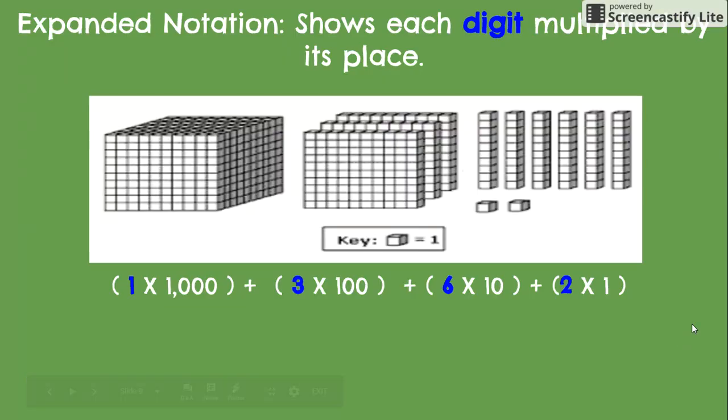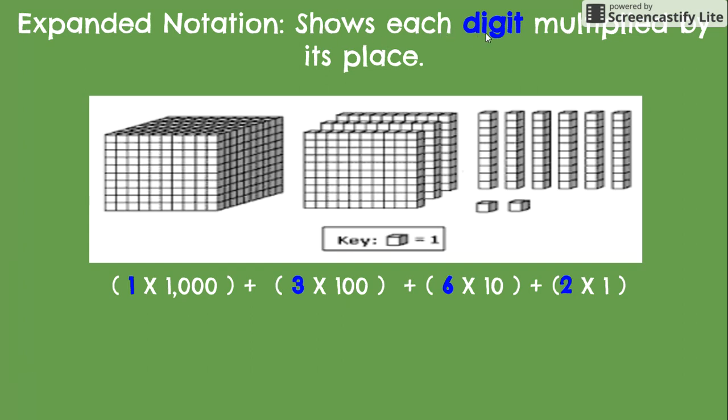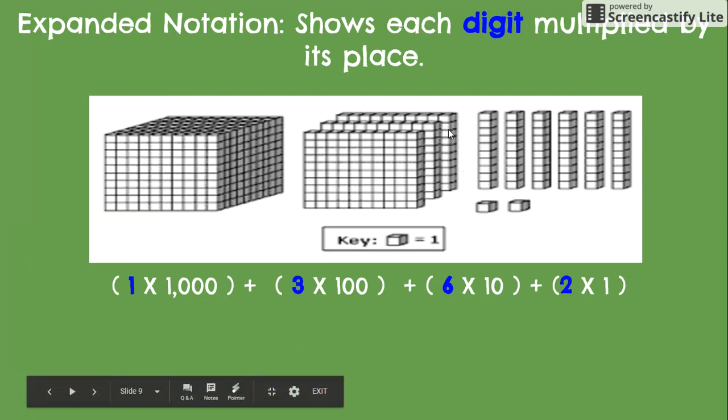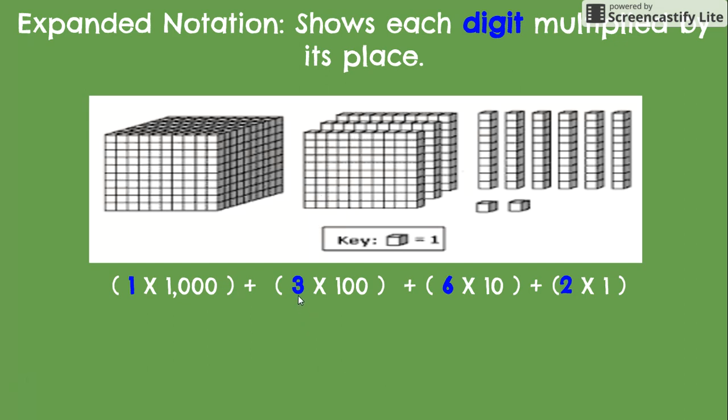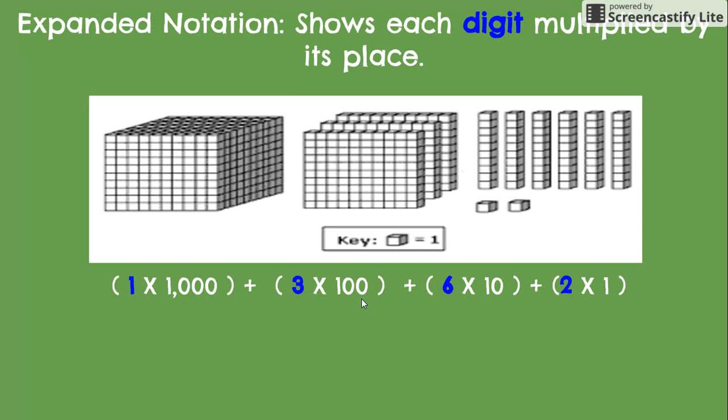That's expanded form. Now, expanded notation is different. We're showing each digit multiplied by its place. So you notice this is a pictorial model. We have 1,000 cubes. So we represent that by putting a 1. We have 1,000 cube, and we multiply it by its value. So this is worth 1,000. Okay. Here we have how many flats? We have 3 flats. So we represent the digit as a 3 to show we have 3 of those. And the value of 1 flat is how much? 100. So we have 3 flats times its value of 100.